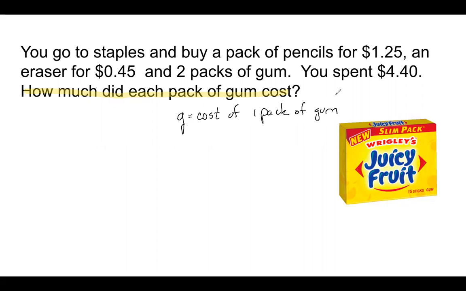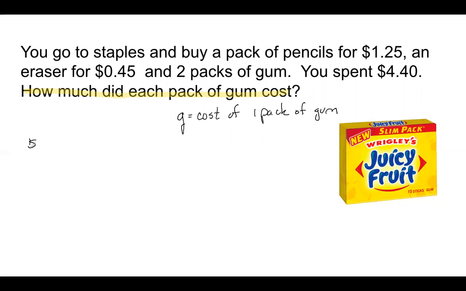Don't say G equals gum. That's not specific enough. That could be the weight of the gum, the dimensions of the box of the gum. It could be how many packs of gum, right? So you want to be really specific. If they asked how much did each pack cost, you're going to say G is the cost of each pack of gum. Okay. Now I want to write an equation. And this is a spending money equation. So I'm going to break out my good friend, the sentence equation.